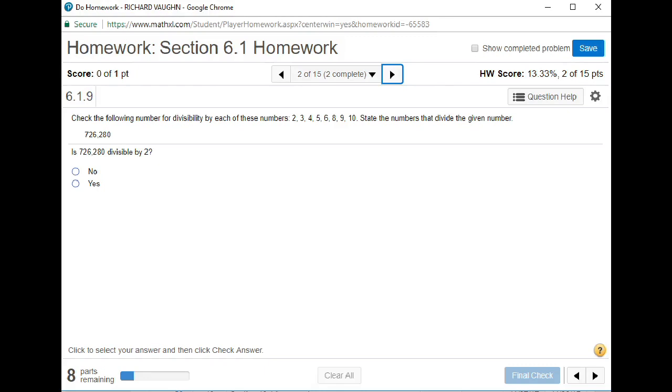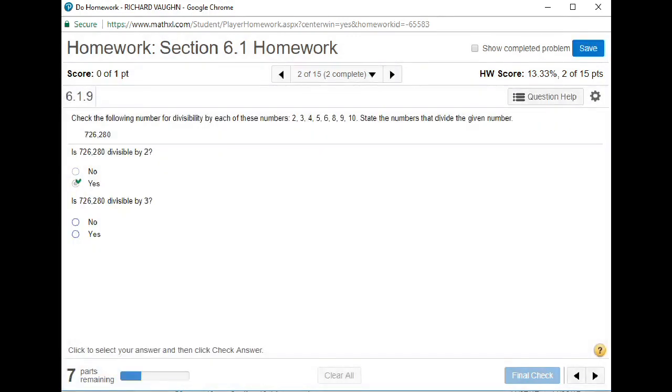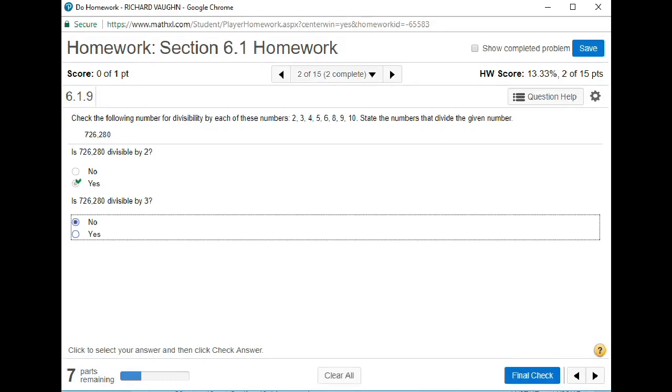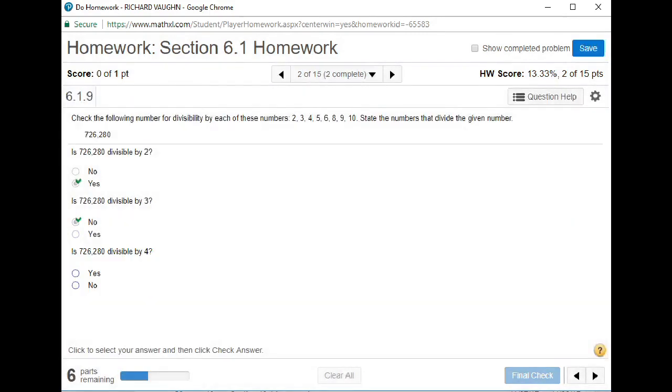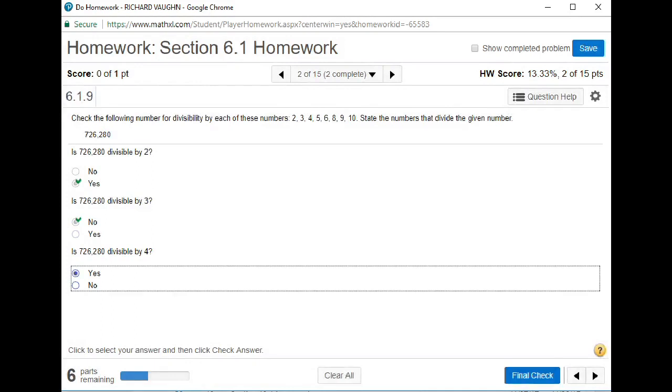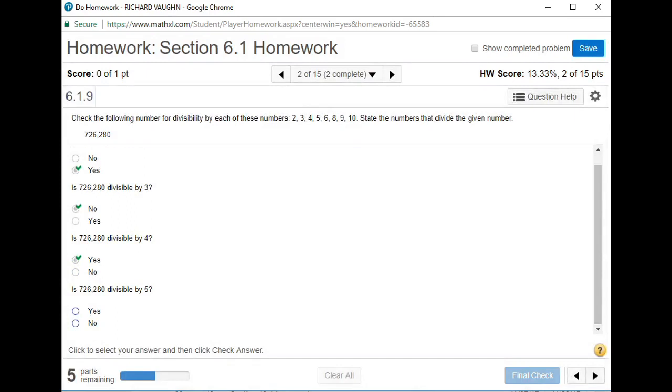So this one's even. It is divisible by 2. We'll take the sum of the digits. 7 plus 2 is 9, 2 and 10 makes 10, so that's 19. Plus 6 is 25. 25 is not divisible by 3. Is it divisible by 4? We're looking at these last 2 digits. 80. 80 is divisible by 4, so therefore the whole number is divisible by 4. Divisible by 5 because it ends in a 5 or a 0.